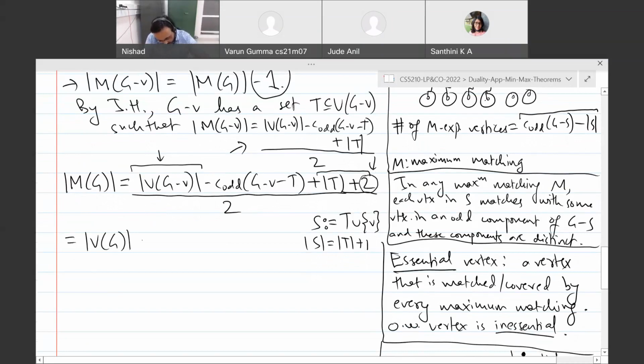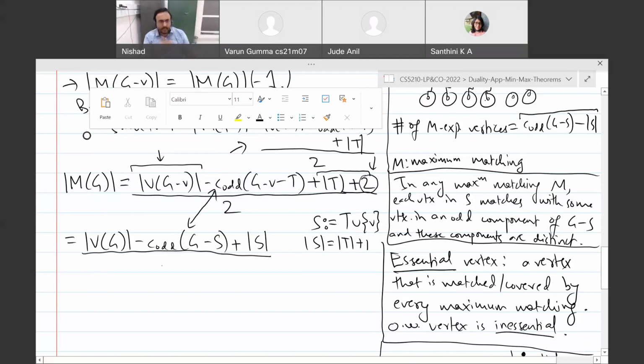Notice that the number of odd components, if I delete the vertex V and then I delete the set T, is the same as deleting the entire set S. So this is exactly this quantity. And the cardinality of the set T plus 1 is exactly the cardinality of the set S. But that's it. That's exactly what we want to prove.